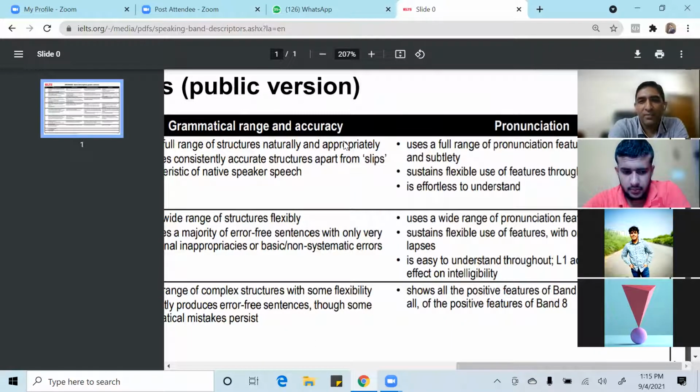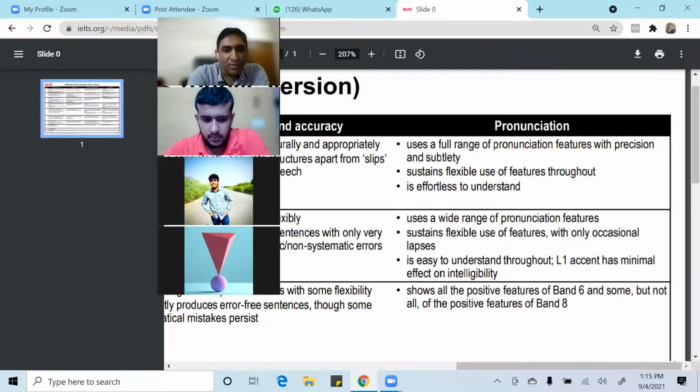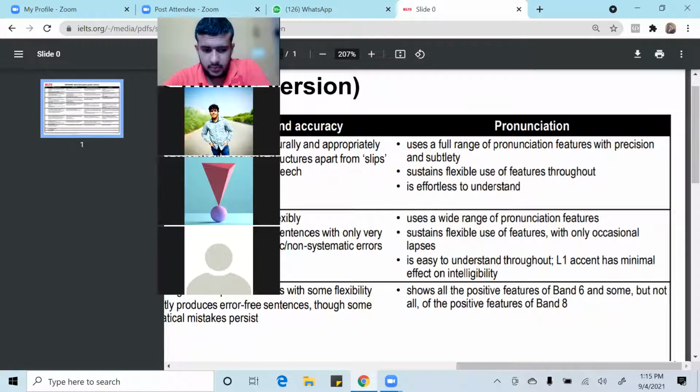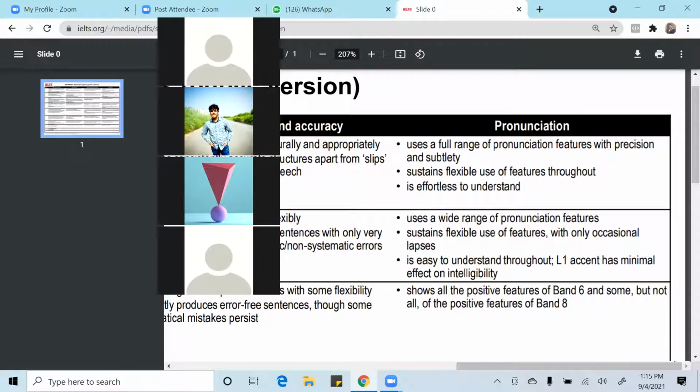And the last thing is pronunciation. So, Raghavi, can you please read this part? Yes, sir. What is this pronunciation thing? For pronunciation, it uses a full range of pronunciation features with precision and subtlety. Sustains flexible use of features throughout and is effortless to understand. Can you say throughout once again?